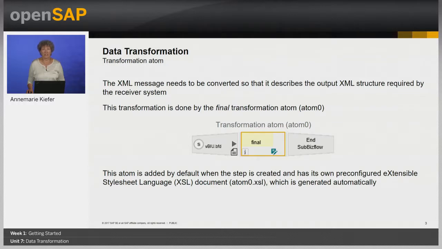When you create a scenario step, a transformation atom called atom 0 or final transformation atom is automatically provided for you. The transformation atom has a pre-configured XSL file. It is attached.